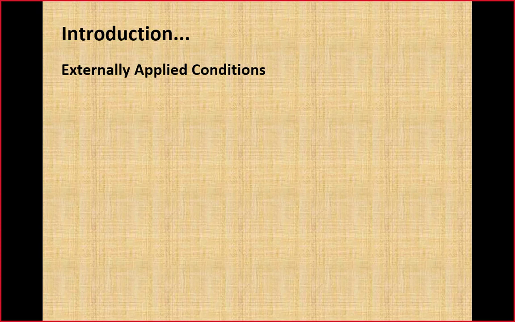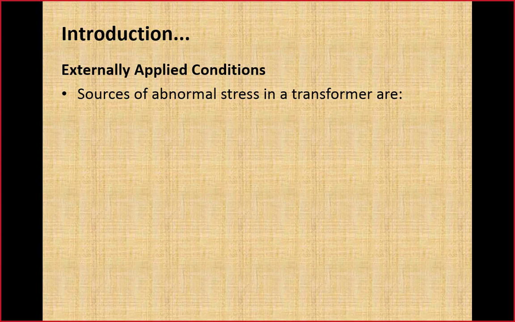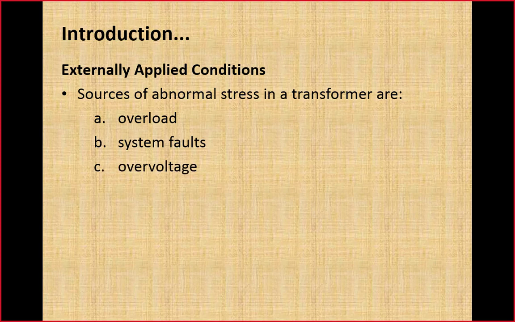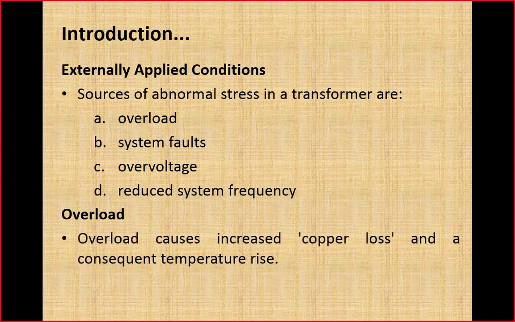Now the fourth category is externally applied conditions. Sources of abnormal stresses in a transformer which are externally applied are: overload condition, system faults, over voltage condition, and reduced system frequency. So these are the four conditions externally applied to the transformer. Now we start discussion of these conditions one by one, starting from overload condition.